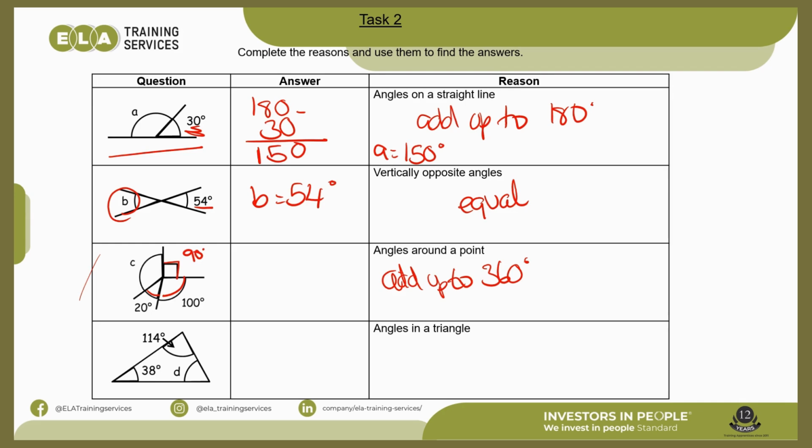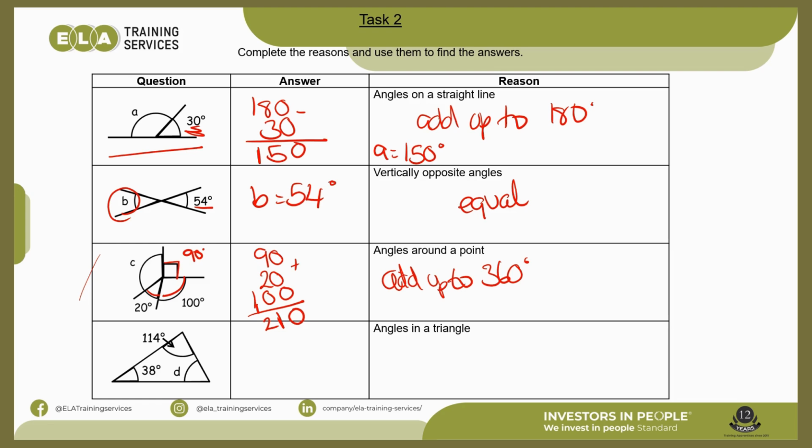So again, let's do some math. 90 plus 20 plus 100, and remember to stay in your columns when you're doing addition. 0 and 0 and 0 is 0. 9 plus 2 is 11, so the 1 goes in the tens column and 1 carries to the hundreds, and 1 plus 1 is 2. So that's 210 degrees that we have been given.